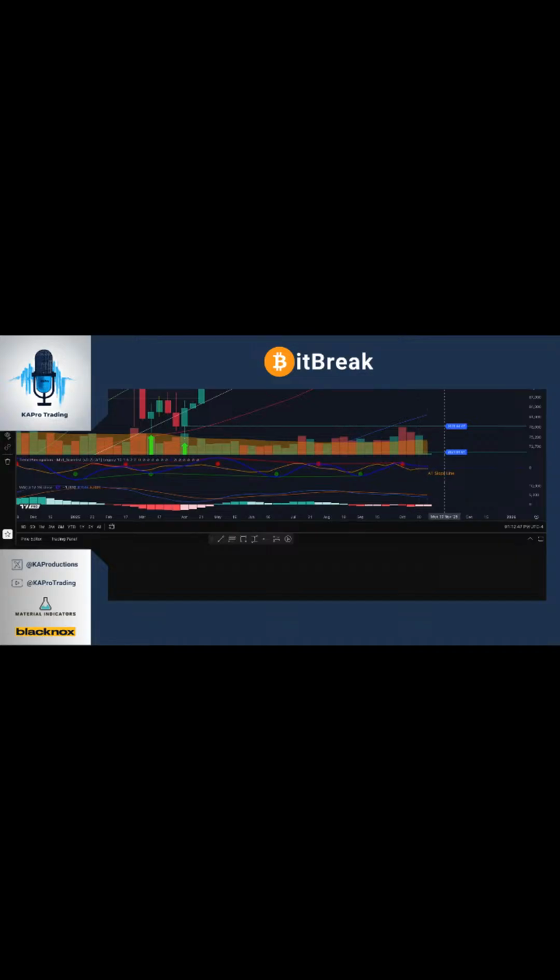And again, here's where we've got to go. We've got to clear this Timescape level to get back into the all-time high discussion, and then hopefully reclaim this trend line.